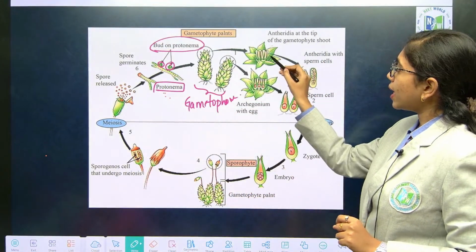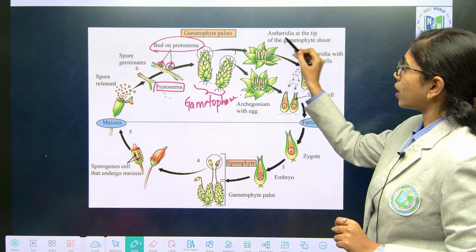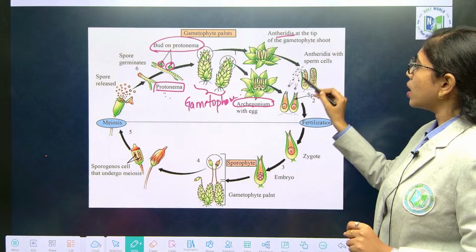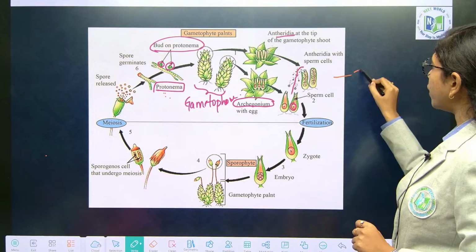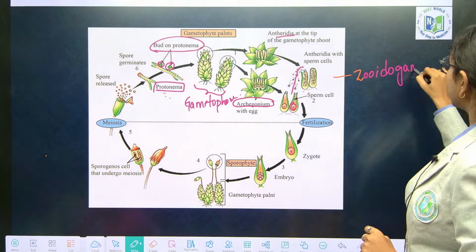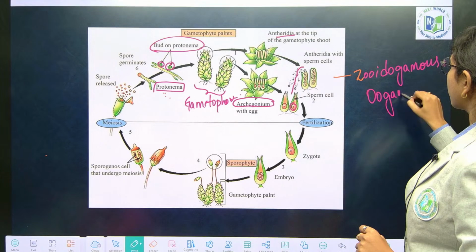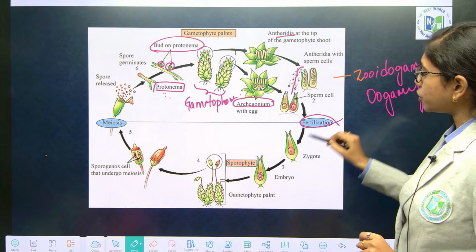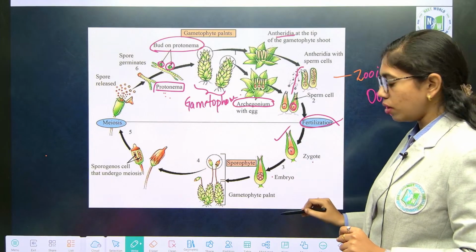You can see two jacketed sex organs here, antheridia and archegonium. Sperm cell will reach the egg cell by what? Zooidogamous oogamy. Post fertilization, what is formed? Zygote is formed. This zygote matures to embryo.